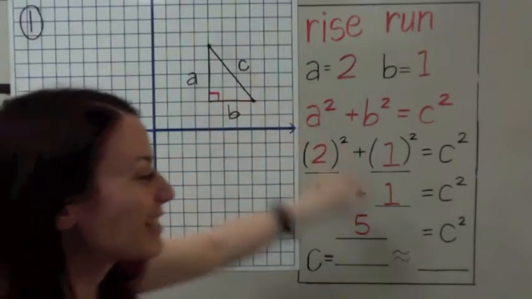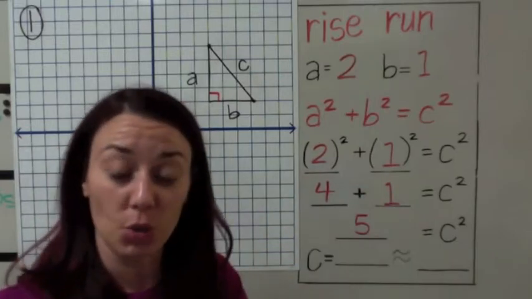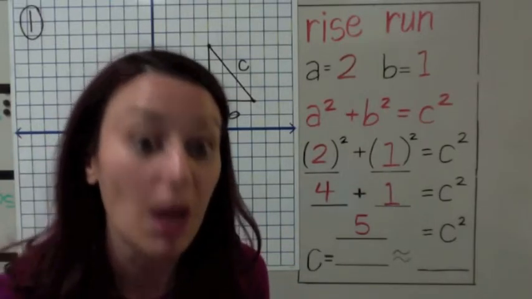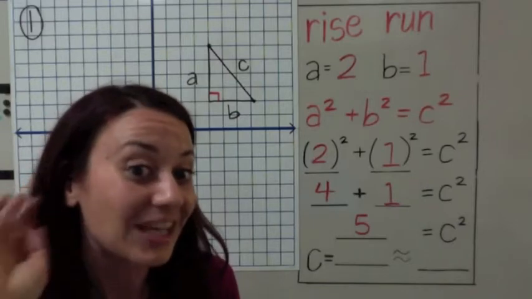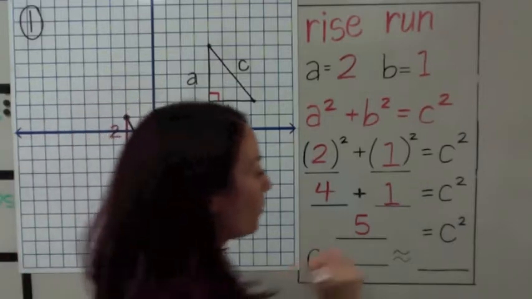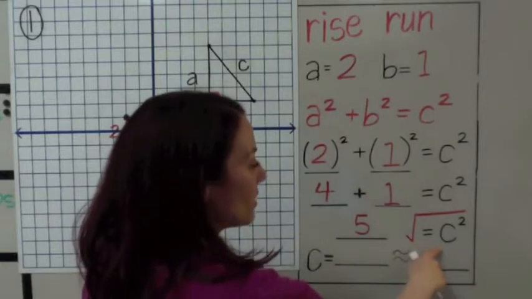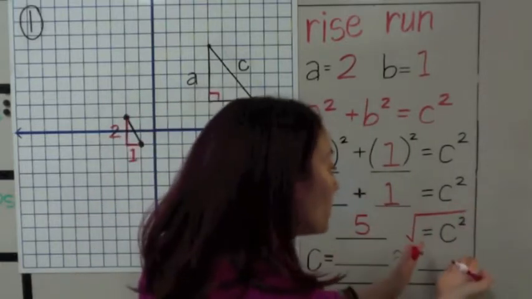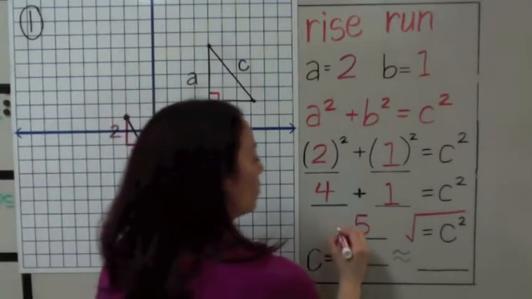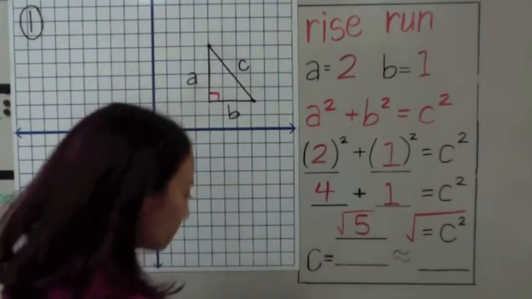So in order to get C, we have to undo the square by using a square root. By using a what? Good. So you're going to draw a square root, which looks like this, over the C squared. And whatever you do to one side, you have to do to the other. So we're also going to take the square root of 5.